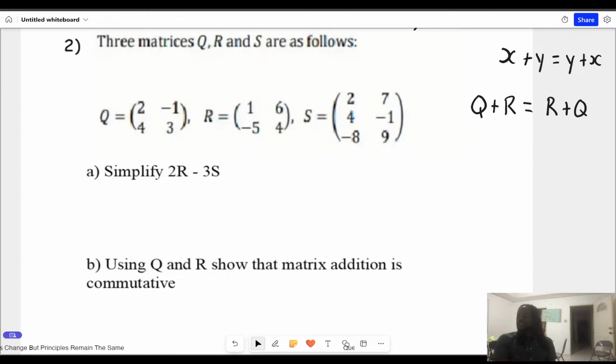The commutative law states that it does not matter which order. It doesn't matter if the Q comes first or if the R comes first. When you're adding, it doesn't matter which one comes first, the answers should always be exactly the same once it is done properly. So let us see those who are able to get those answers.